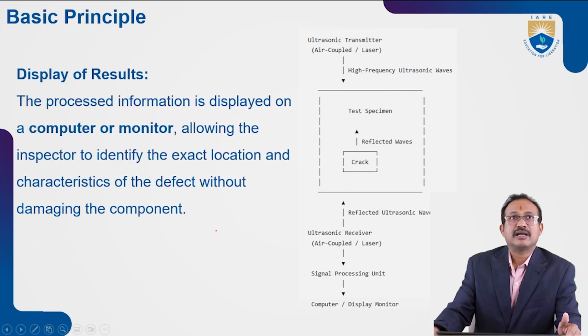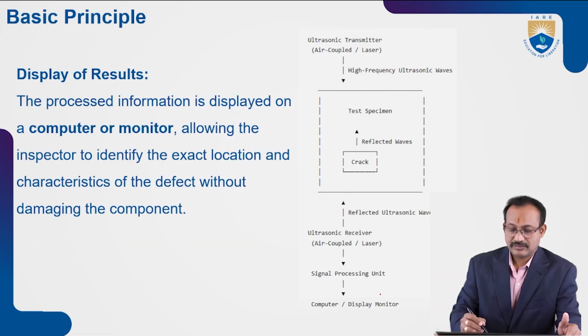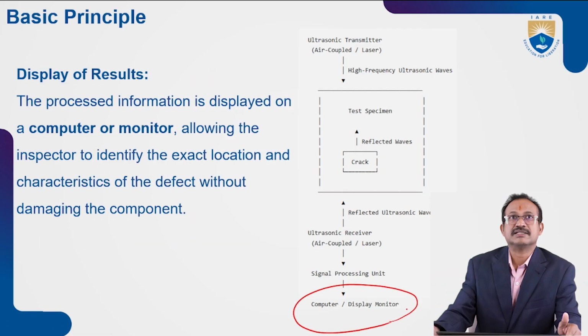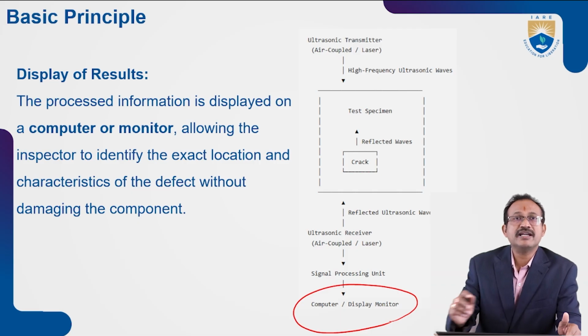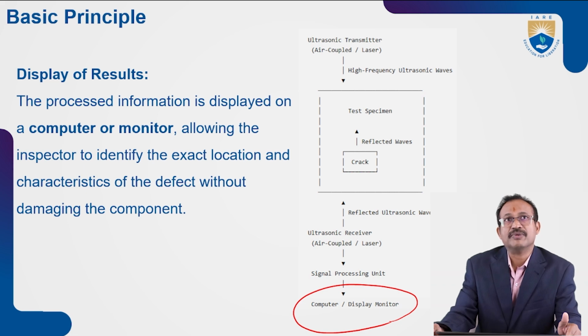Display of results. The processed information is displayed on a computer or monitor, allowing the inspection department to identify the exact location and characteristics of the defect without damaging the component.